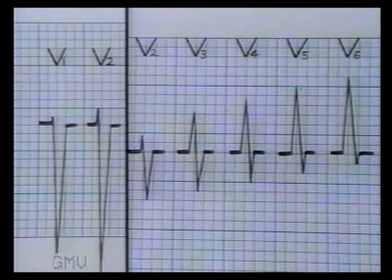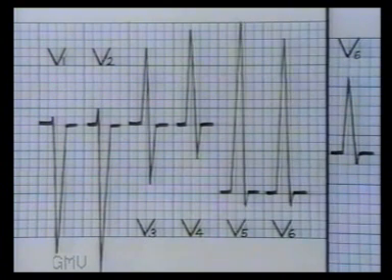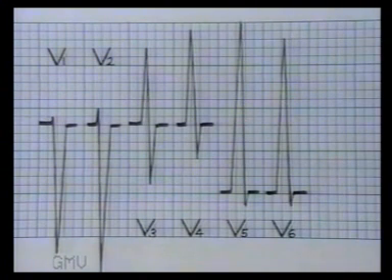This is the normal pattern. Now in left ventricular hypertrophy, note that there are deep S waves in V1 and V2. R and S waves are equal in V3. And there are very tall R waves seen in V5 and V6. That is, in left ventricular enlargement, there is normal progression from negative deflection in lead V1 to positive deflection in lead V6, but the amplitude of the waves increases.